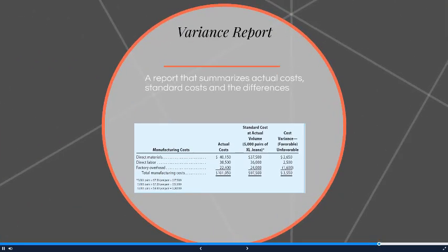A report that summarizes these actual costs, standard costs, and the differences or variances for the units produced is called the budget performance report. So it's based on actual production rather than that planned production. So if you think back to those flexible budgets, that's what this represents. Actual costs, standard costs at actual number of units, and then those variances. And we look to see whether those variances are favorable or unfavorable.